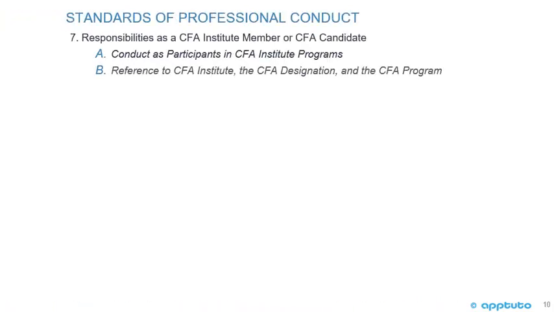Now we're down to the last standard, Standard 7, Responsibilities as CFA Institute member or CFA candidate. So we can see that there are two substandards for standard number 7. A, conduct as participants in CFA Institute programs, and B, reference to CFA Institute, the CFA designation, and the CFA program.